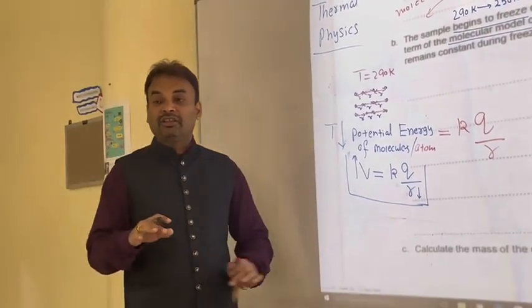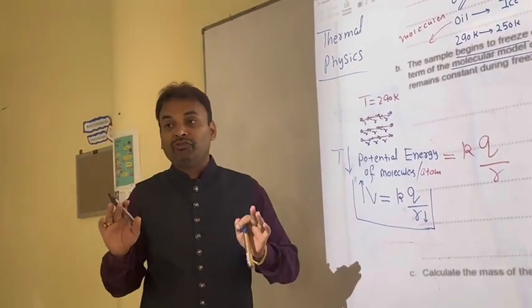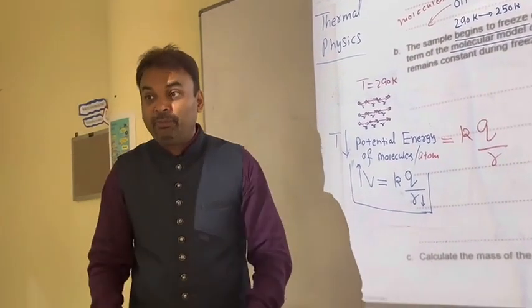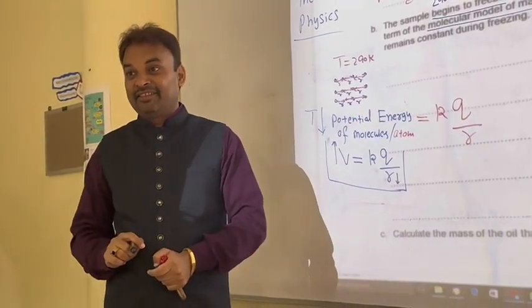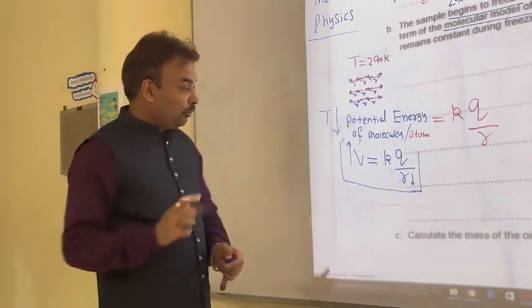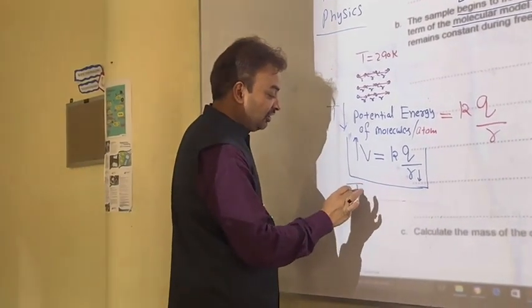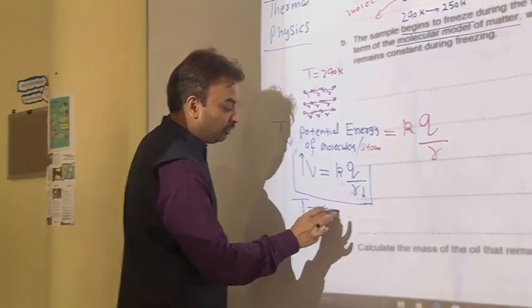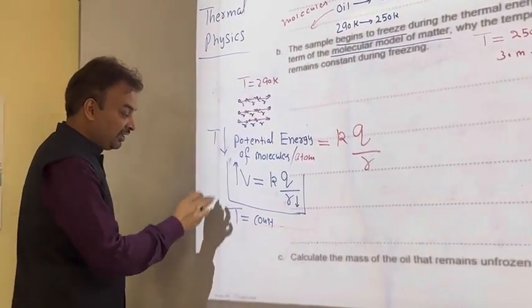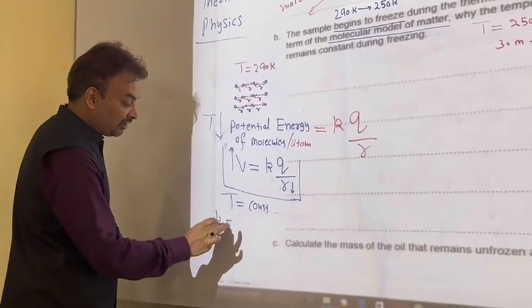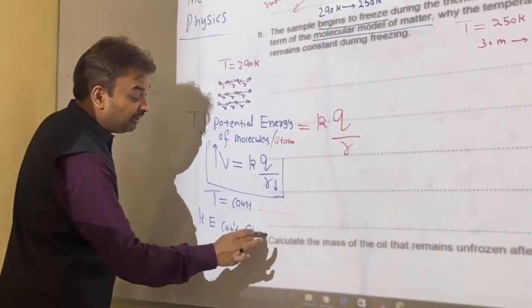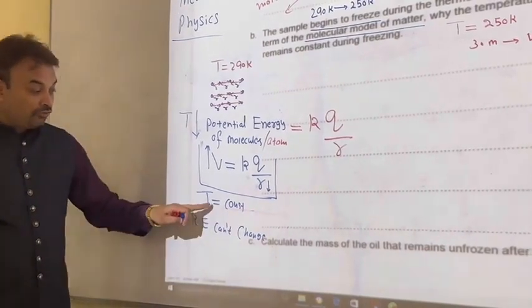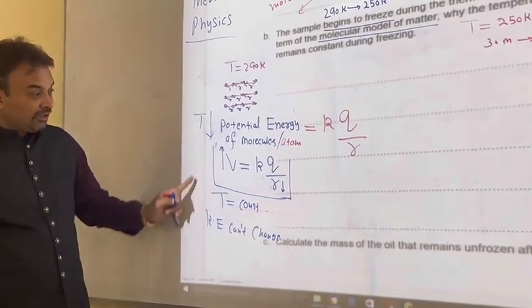But here, there is no change in kinetic energy, because if there were a change in kinetic energy, there would be a change in temperature. But there is no change in temperature along the fixed state line, so there is no change in kinetic energy. Since T is constant, we will say kinetic energy cannot change. So if kinetic energy is not changing because of the constant temperature, what is happening?